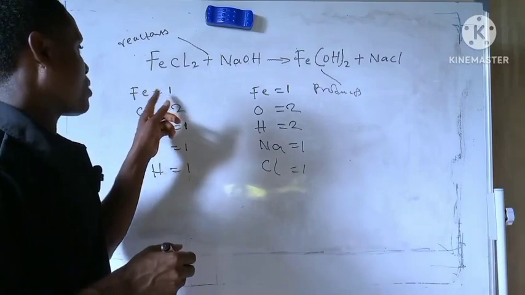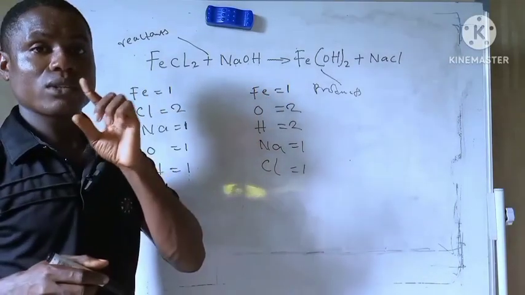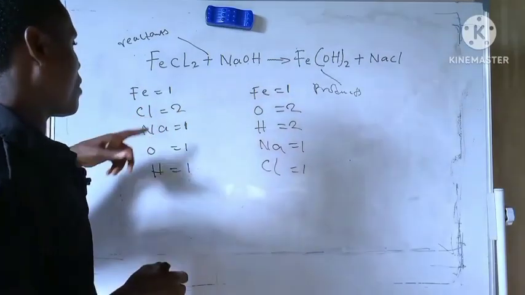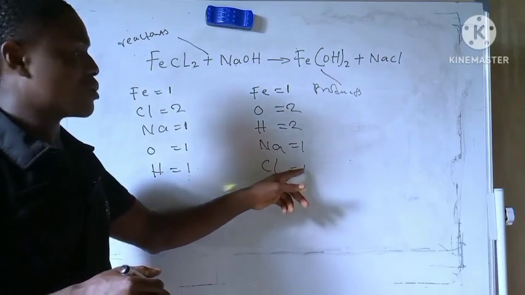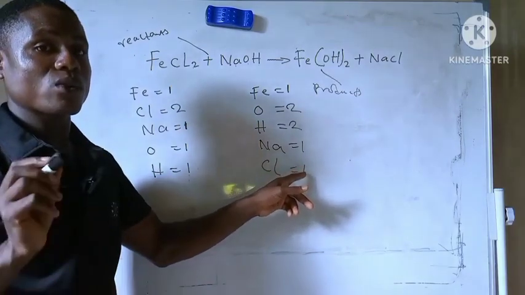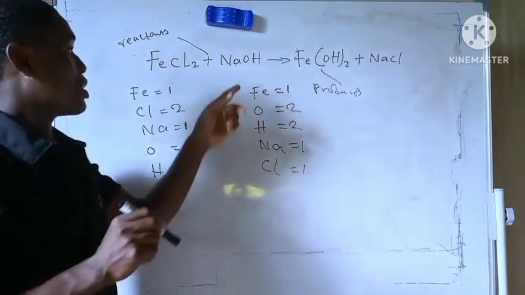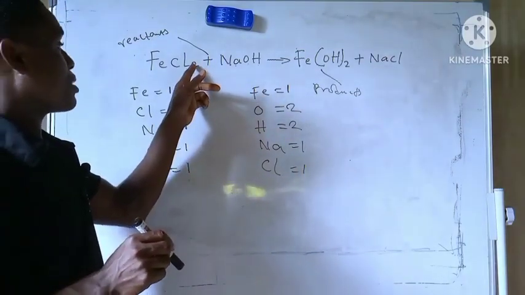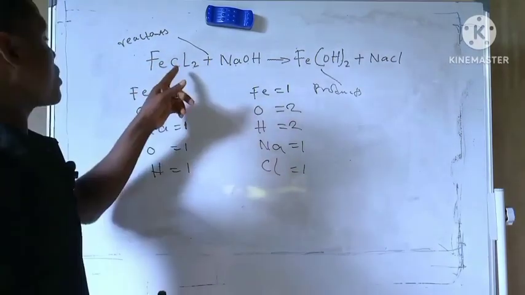The first one is iron. Iron at our left side is 1. Iron at our right side is 1, meaning iron is what? Balanced. Let's go to the second one. Chlorine here is 2. But at our right side, chlorine is 1, meaning chlorine is not yet balanced. So what are we going to do? I said before, the subscript or the down numbers cannot be changed. Only the coefficients can be changed, right?